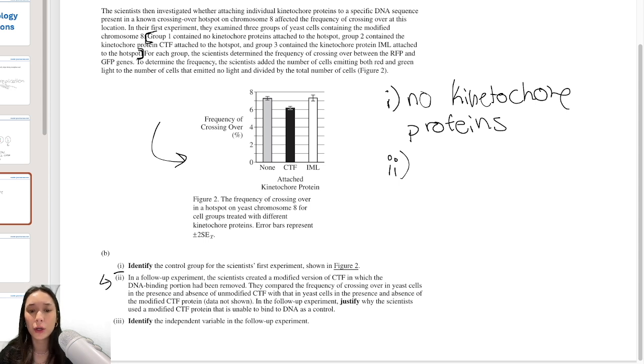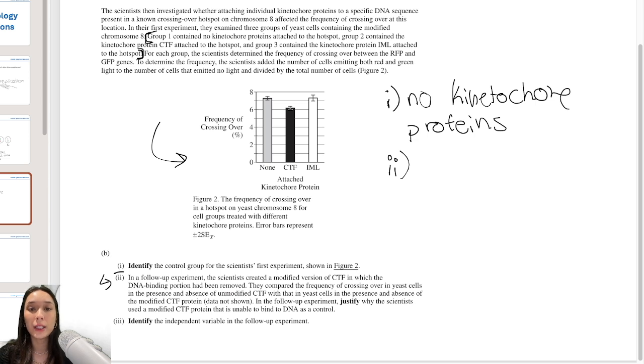The data isn't shown. In the follow-up experiment, justify why the scientists use a modified CTF protein that is unable to bind to DNA as a control. Okay, so they don't give you any data behind this. They're just asking you the reasoning why you would want to use a CTF protein that can bind and can't bind. Okay, and the reason for that one is it's also just going to be a control.